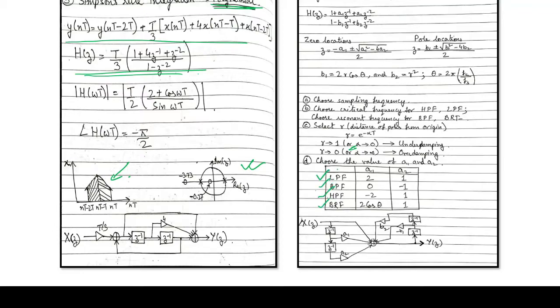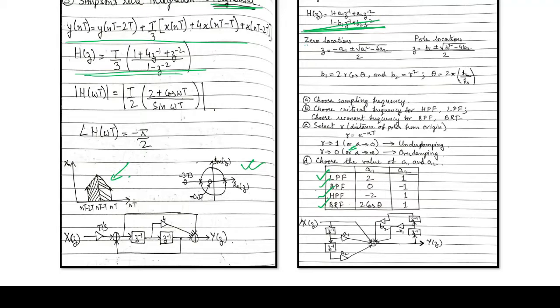Any of the filters, whether it is a low pass filter, a band pass filter, a high pass filter, or a band reject filter, doesn't matter. To start with, we have to define the transfer function. We know it is a two pole filter, so it can have two zeros and two poles. So we start with H(z) equals 1 plus a1 z inverse plus a2 z to the power minus 2, divided by 1 minus b1 z inverse plus b2 z to the power minus 2.